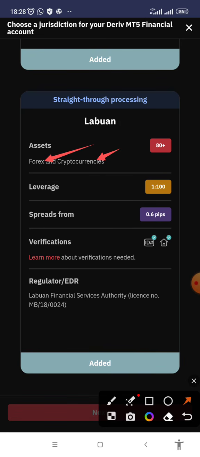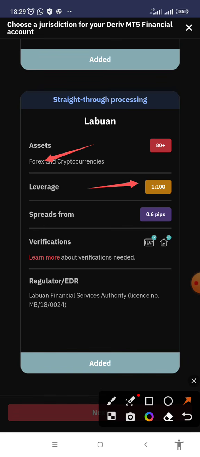Now, the leverage is where I have a problem. The type of leverage the Malaysian government is giving to DERIV is only 1:100. Only 1:100, which for me is very limited, and it's a disadvantage to traders who will use this type of account. What it simply means is that this leverage limits the number of trades you can take on that account.